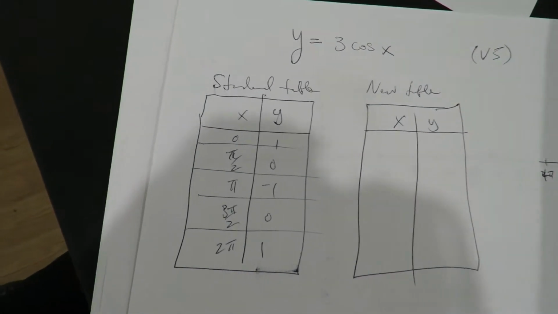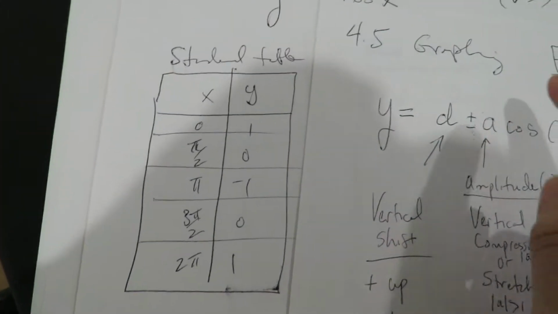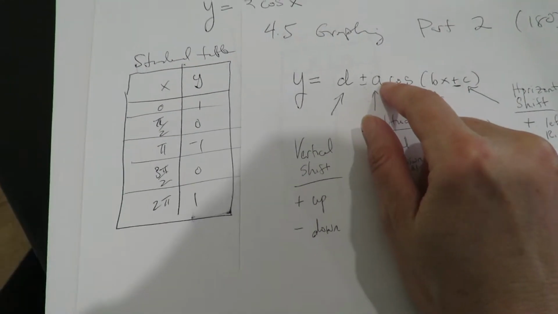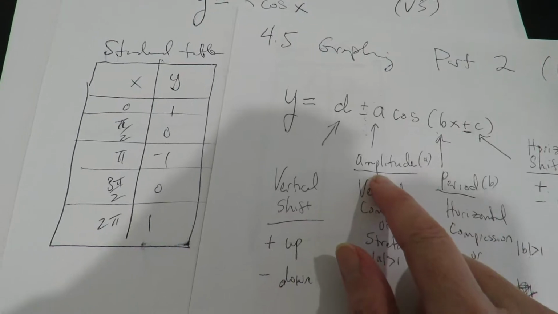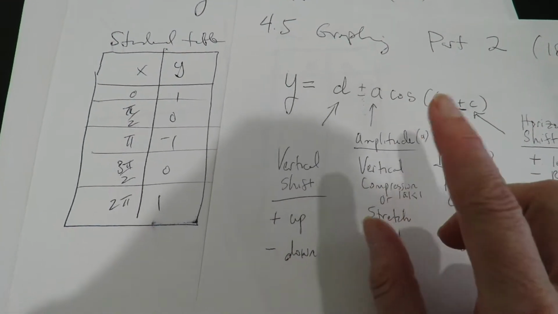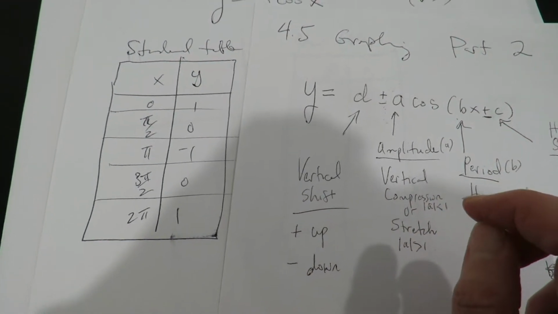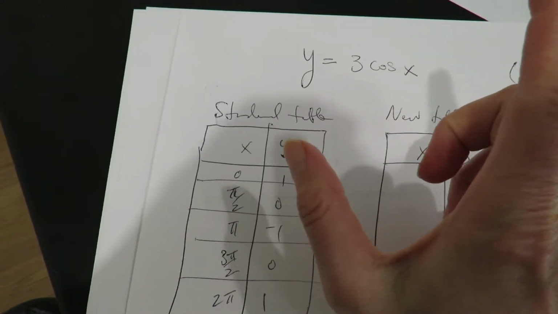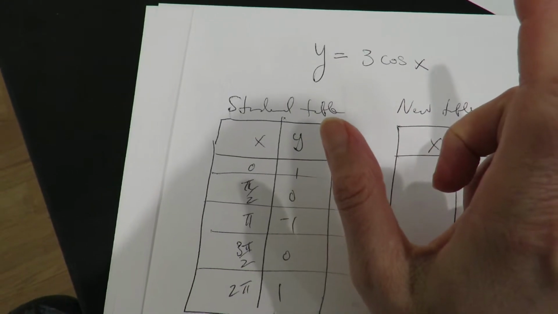Hi Pre-Calc, in this video I'm going to change the A value. So that will be the value that's multiplied in front of the trig function. The A value is the amplitude. That will be how you vertically compress or stretch a function. I made the A value a 3, which means it's a vertical stretch because it's greater than 1.